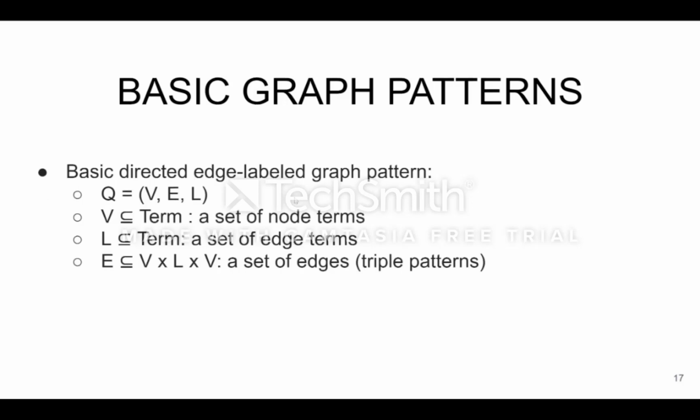We define a basic directed edge-labeled graph pattern as a tuple Q = (V, E, L), where V is a subset of Term, a set of node terms, L is a subset of Term, a set of edge label terms, and E is a subset of V × L × V. E is a set of edges; these are the triple patterns.